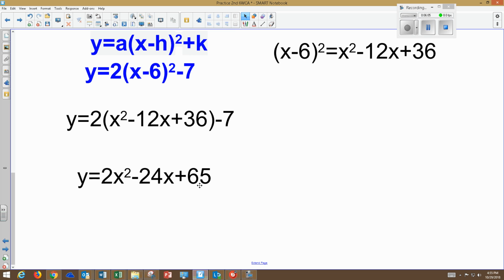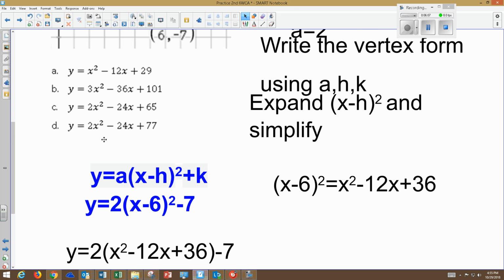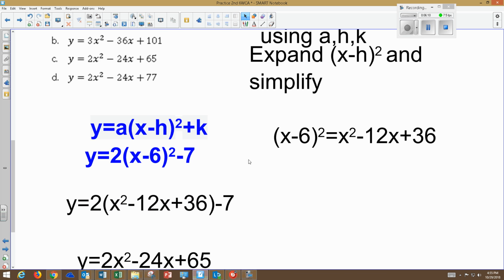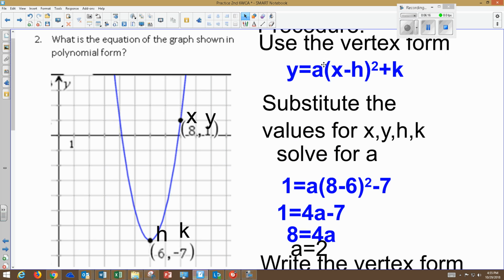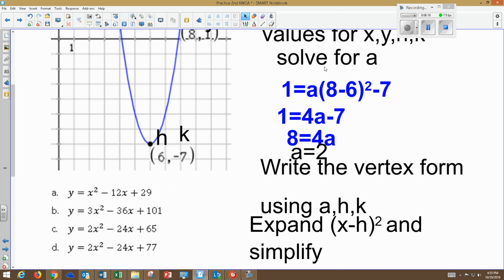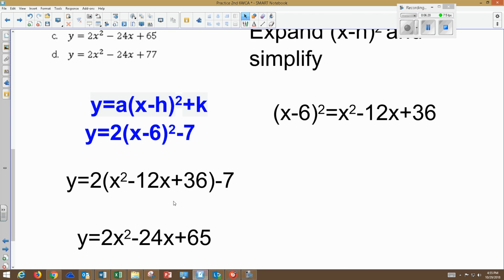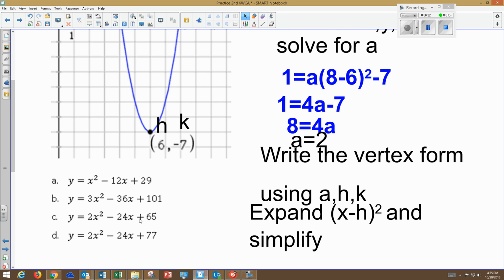It matches C. And that's why C is the correct answer here. So what we did was we just basically got the vertex form and we rewrote it in standard form and matched it with the graph.